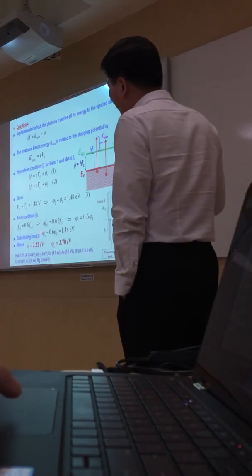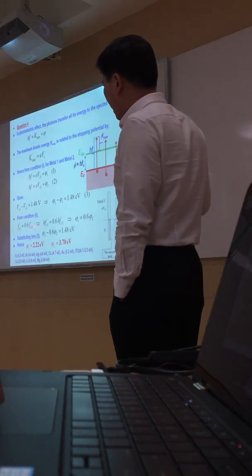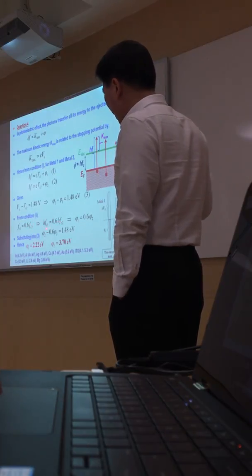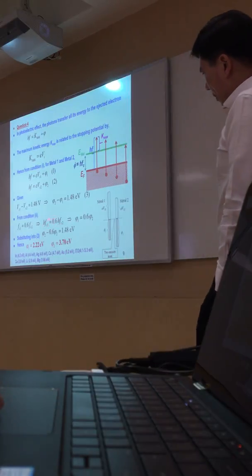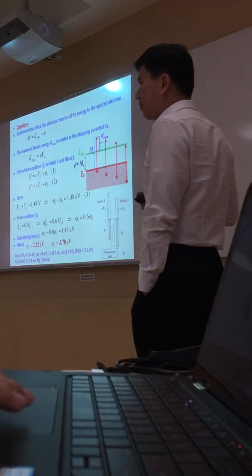After that, you are given that the cutoff frequency of metal 1 is 60% of metal 2, so it's 0.6. You multiply both sides by Planck's constant. So from there, you obtain that the work function of metal 1 is 0.6 of metal 2. So therefore, you obtain another equation. You solve this equation and this equation simultaneously, you can find phi 1 and phi 2. So you solve the problem. Is it clear?